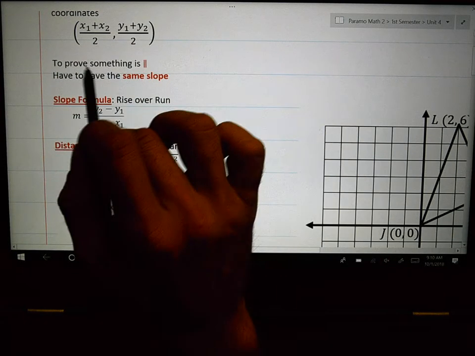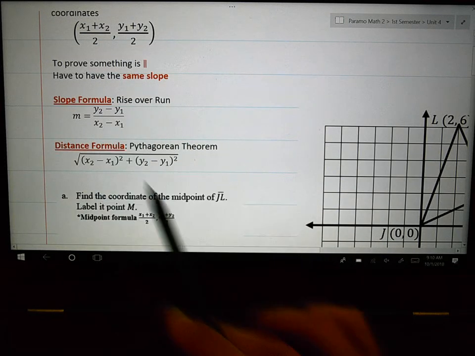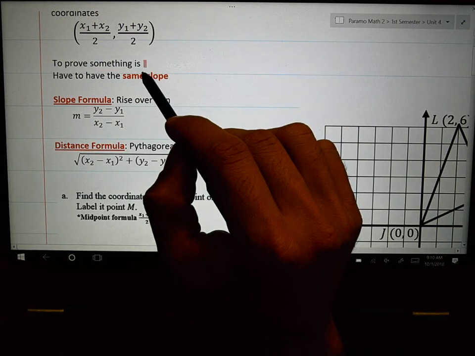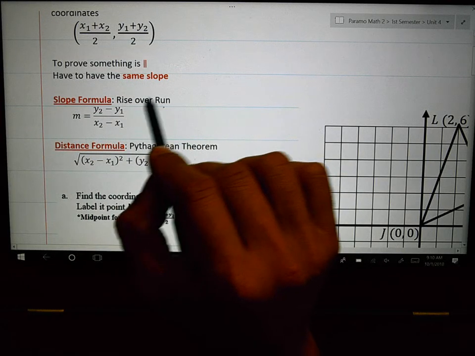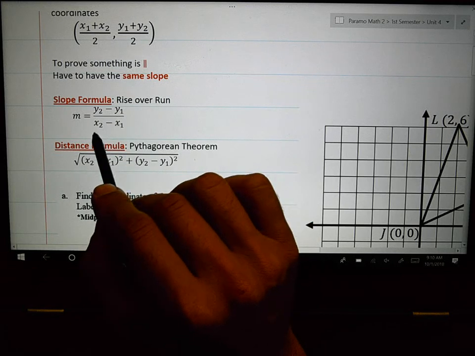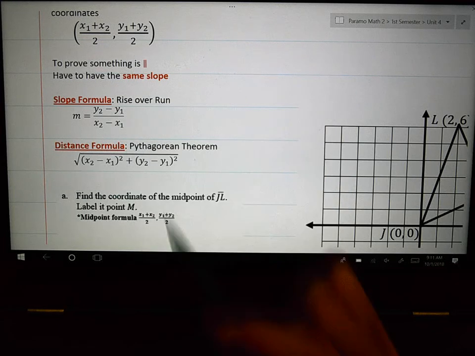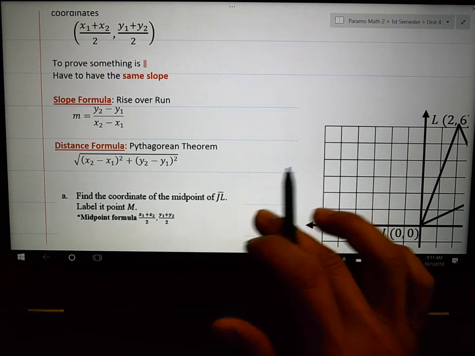Second thing we need to know: in order to prove something is parallel, the lines have to have the same slope. So if I want to know if something is parallel or not, I have to be able to figure out what the slope is between 2 points. There are 2 ways to do it. You can use rise over run, or you can use this formula, which is y2 minus y1 over x2 minus x1. You are expected to know these formulas. They will ask you on the worksheets what they are. They give it to you on the first one, but they don't give it to you on the second one or the third one, and they will start asking you those questions.